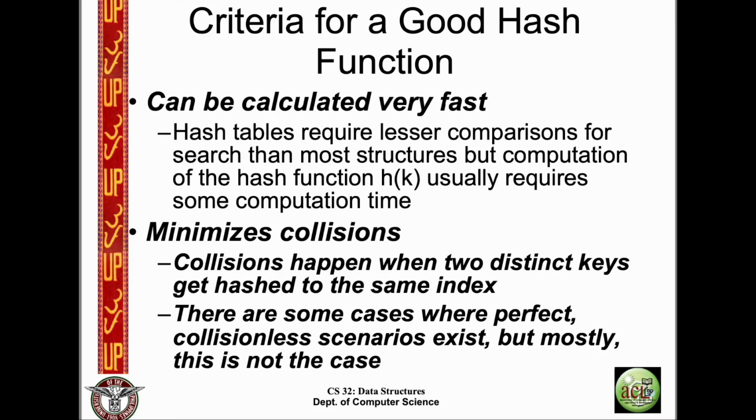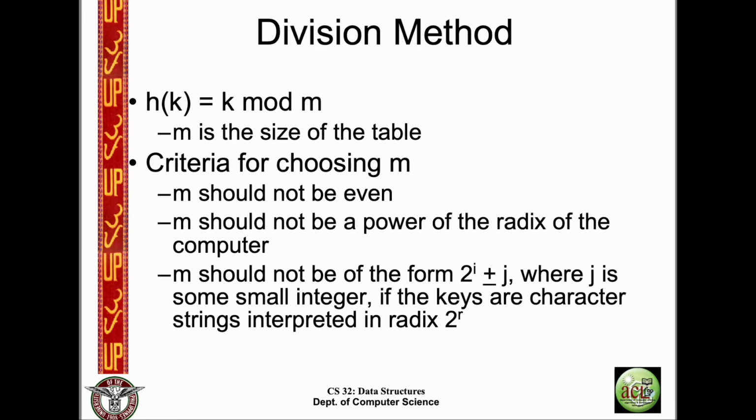This is bound to happen because of the pigeonhole principle, but there are some cases where we can still minimize it. One example is if we use the division method. For the division method, we have h of k equal to k mod m. This will ensure that the index will still be in the valid indices of the hash table. We do have a couple of criteria for choosing m. m should not be even, because if m is even, even k will hash to even indices, and odd k will hash to odd indices.